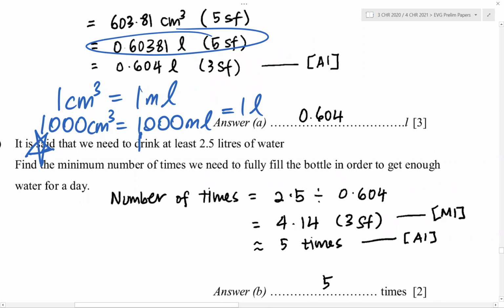Okay, so here we need to fill out the bottle 4 plus times. 4 plus, they want fully filled. So we need 5 times, not 4. 4 is insufficient.